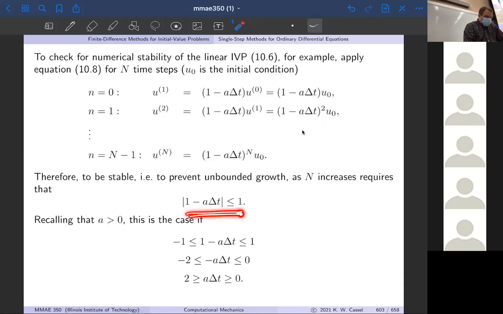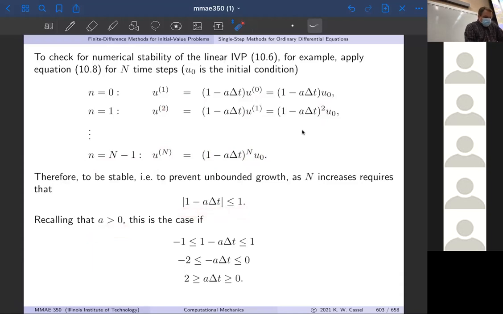stability. Now remember, a here is positive, so this is 1 minus a positive number. Because a is positive, obviously delta t is positive. So 1 minus a delta t is always less than 1. It's always going to be less than 1. All right, well, I'm getting a little bit ahead of myself.